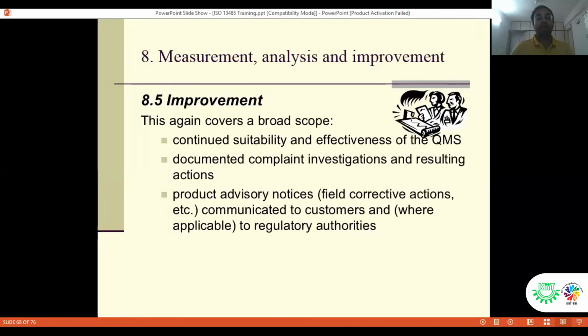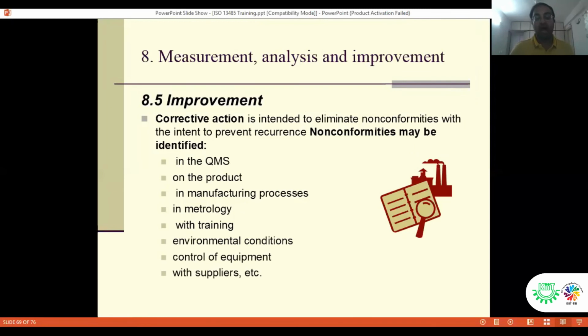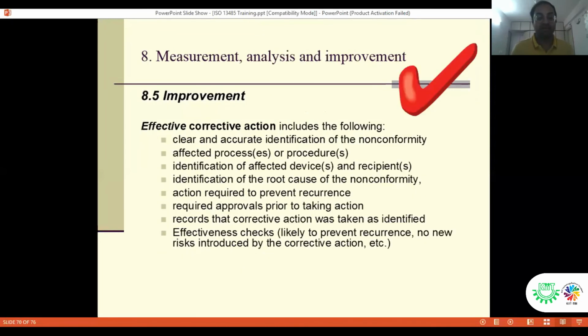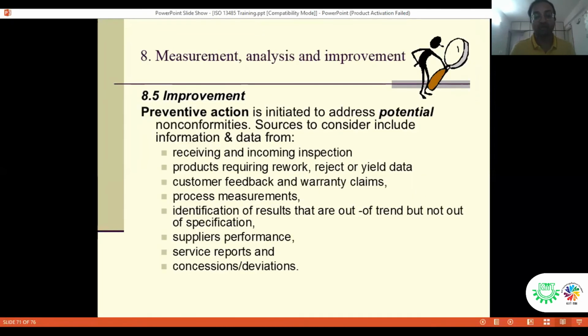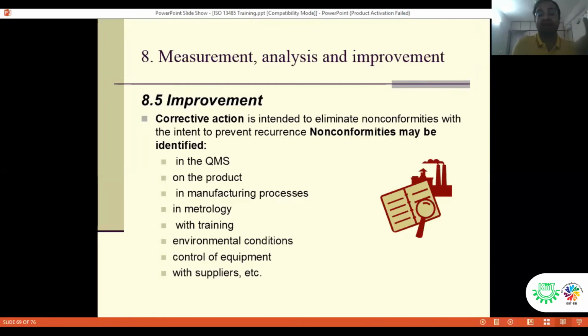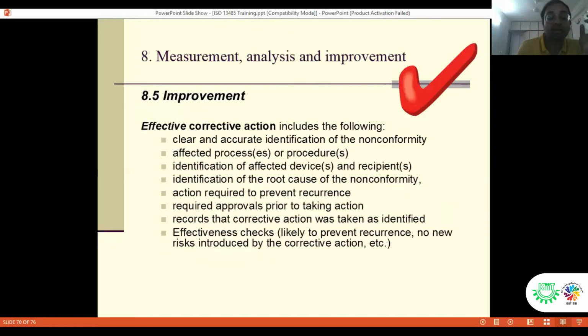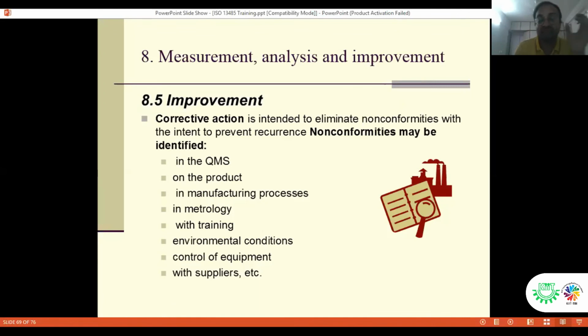Clause 8 talks about improvements, the CAPA, corrective action and preventive action, and how to go ahead with corrective actions and preventive actions. It talks about corrective actions in the QMS, on the product, on the manufacturing process, and in the metrology departments. So you have to prepare a well-detailed corrective and preventive action. So how to go ahead with the CAPA?